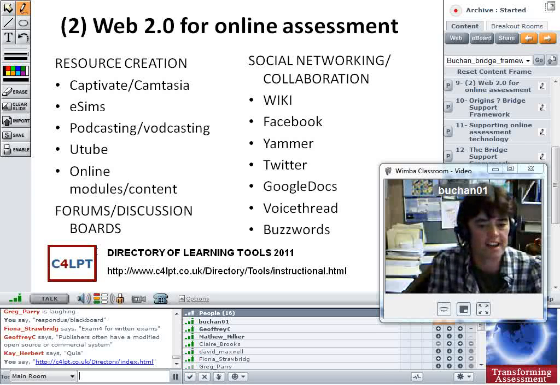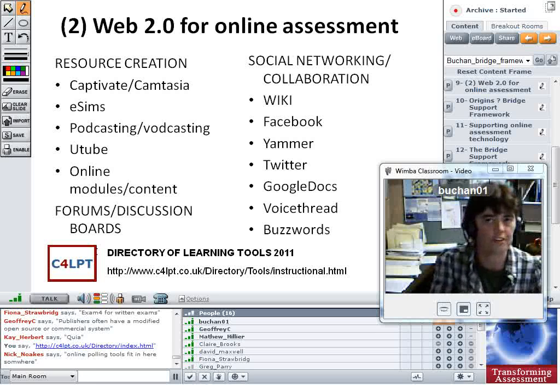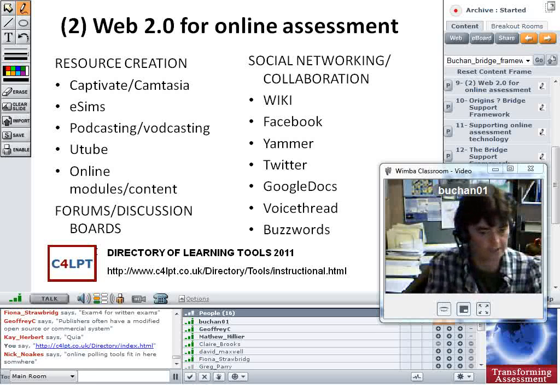Mathew's copied a URL into the chat for me, which is good. Thanks, Mathew. That's just one of our colleagues sent that round. It's a really useful directory of learning tools, and it's got a list of all sorts of tools under different categories, with all sorts of free downloads and different aspects. So that will be a useful resource for those of you that want to investigate a bit further.